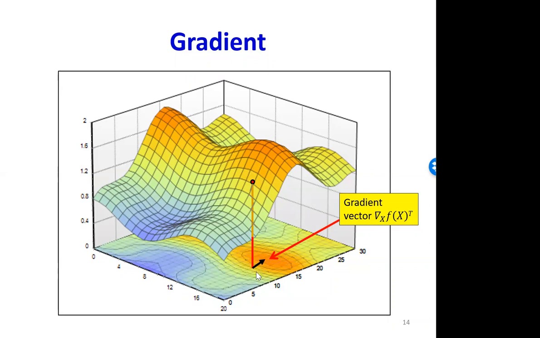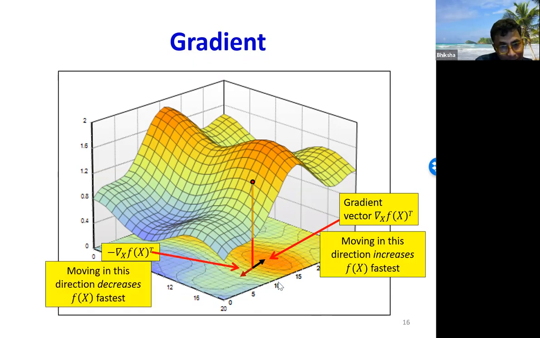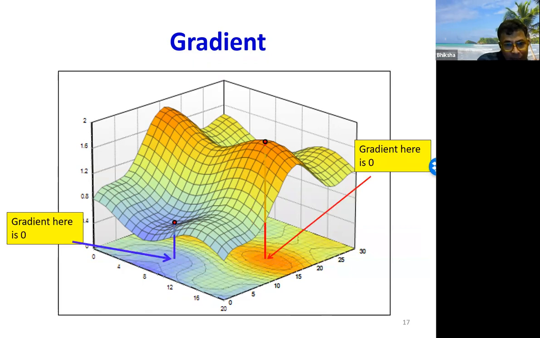Opposite, right? You're going to walk in the negative gradient. You're going to walk opposite the gradient to decrease the function fastest. Now, of course, at local minima and local maxima, the function is locally flat, so the gradient there is going to be 0. Over there, there is no direction in which you can walk where the function will increase.